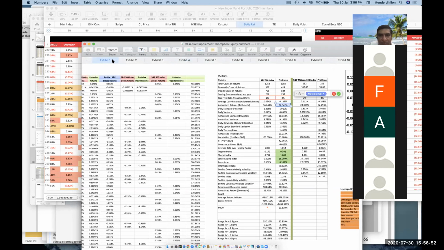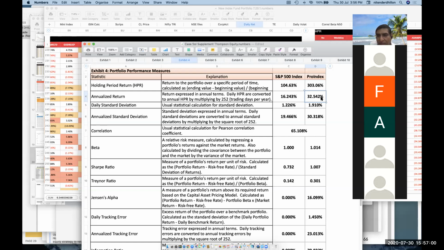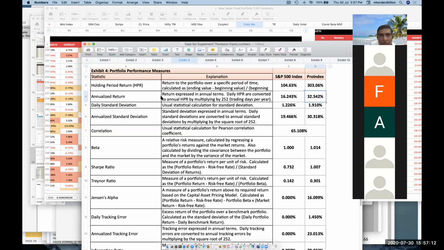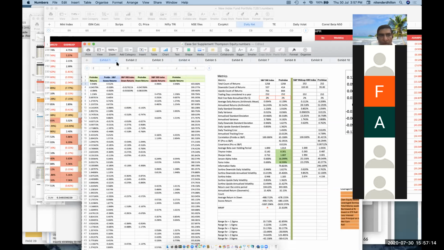So this is from 2009 to the date which is given. Okay, so this is from exhibit 2. It is from 2009 to 2013. And in exhibit 1, when we calculated the pro-index return, the annualized return which we calculated from 2009 till now is 32 point, this one. Because there the daily average return is given.